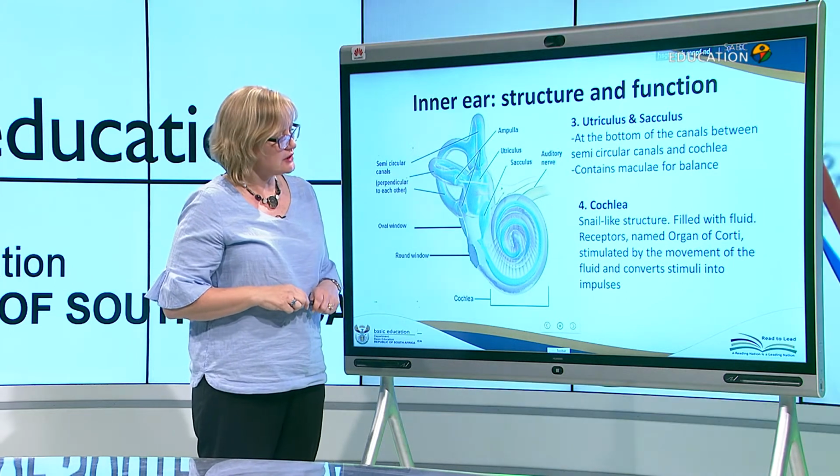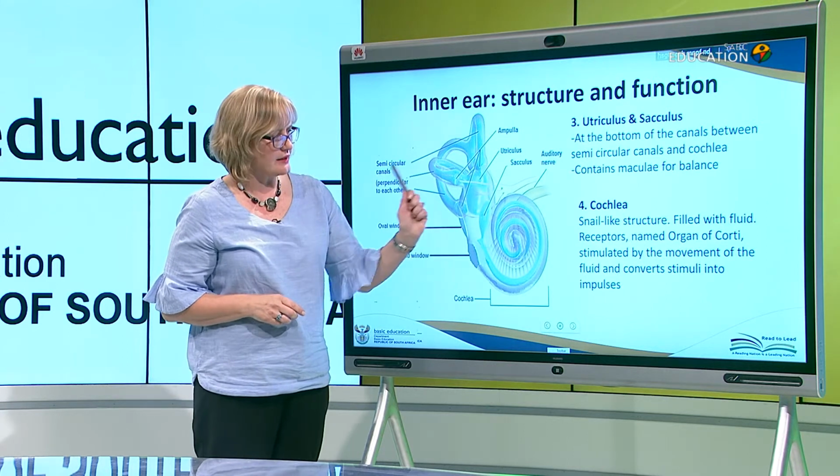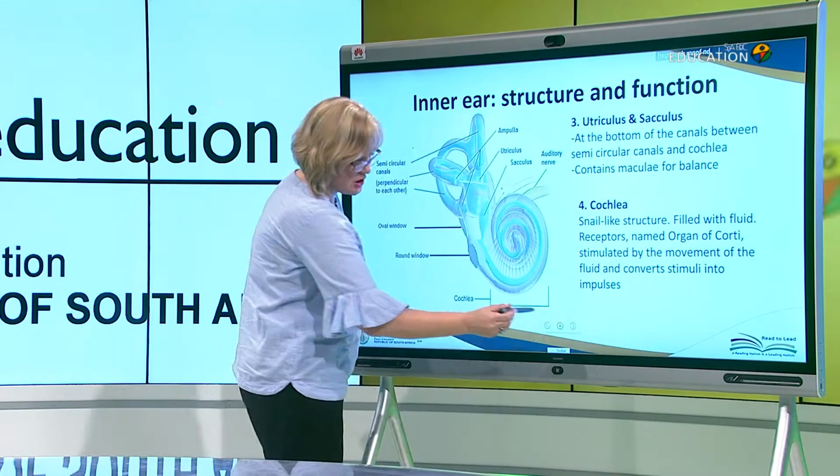Right, the fourth thing that you can find in the inner ear is the cochlea. That's a snail-like structure. It's filled with liquid. It contains the receptors for hearing. We call them the organ of Corti. Very important name, organ of Corti. The organ of Corti will be stimulated, and the stimuli will be converted into nerve impulses. So that's the function of the receptors, the organ of Corti.